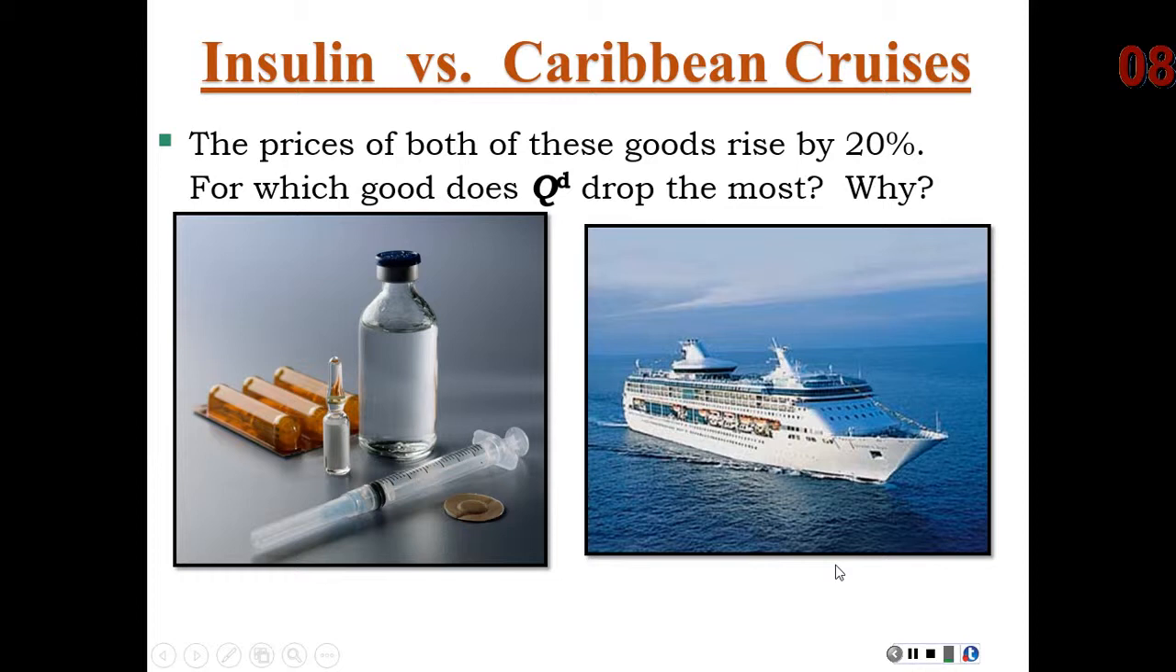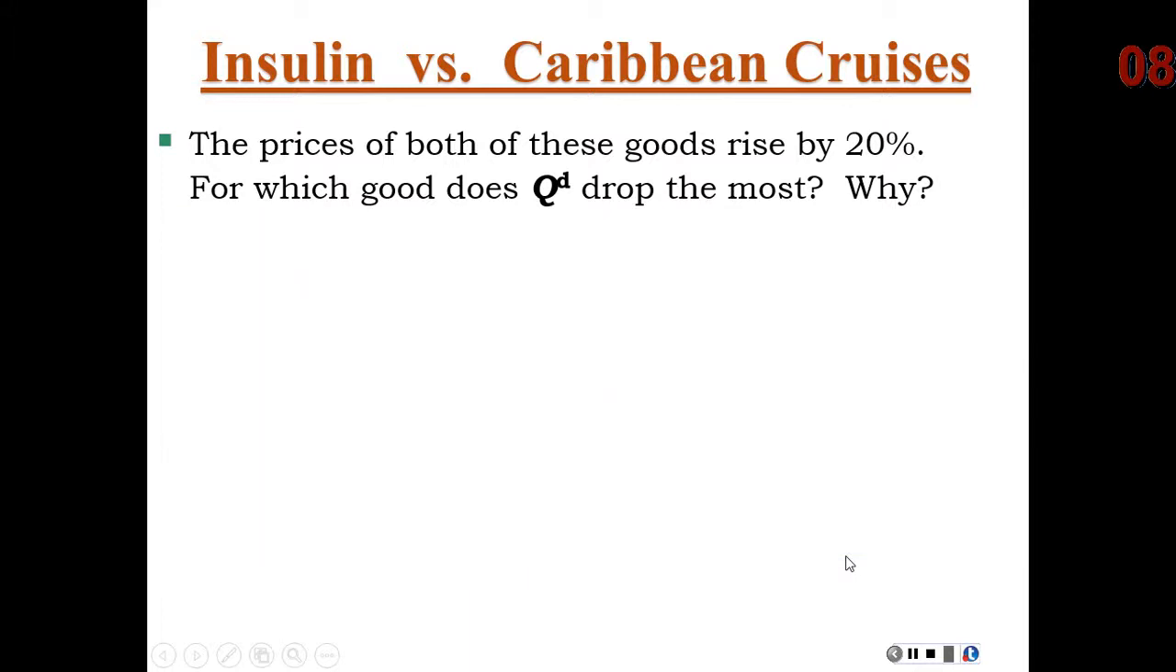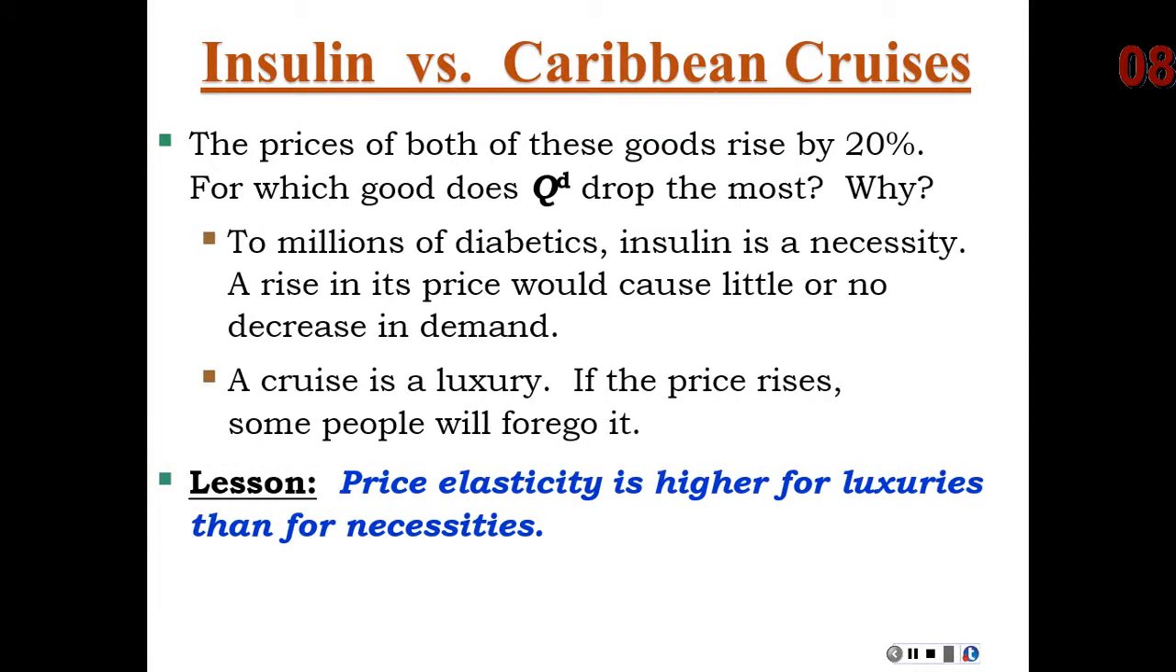There are lots of ways I could spend a vacation. I don't have to go on a cruise. Therefore, if the price goes up, we would expect numerous people to reduce their quantity demanded of cruises, and maybe they would go on some other form of vacation. And so we would expect elasticity to be larger, more elastic, for luxuries compared to necessities. Price elasticity is going to be higher for luxuries than it is for necessities.